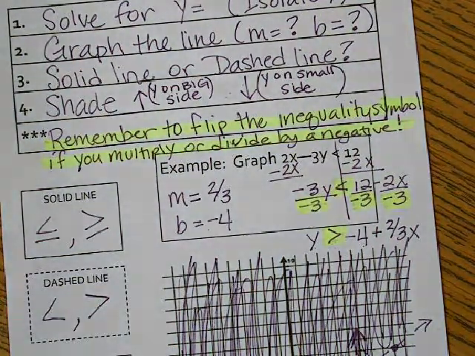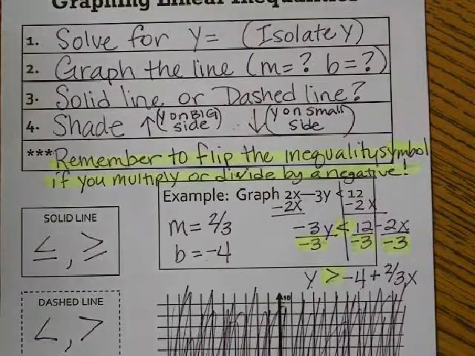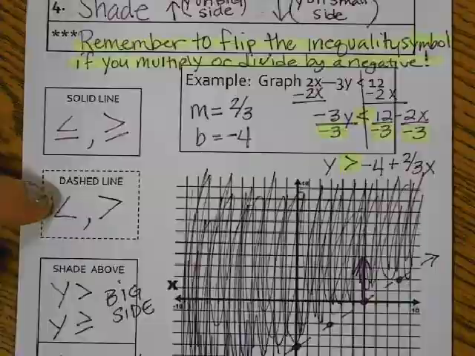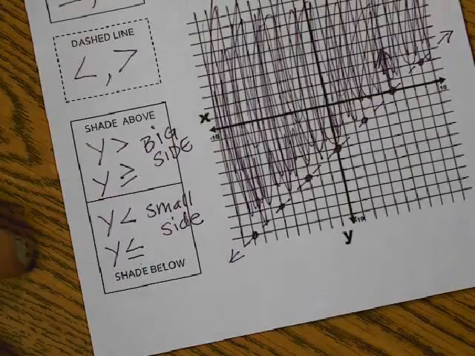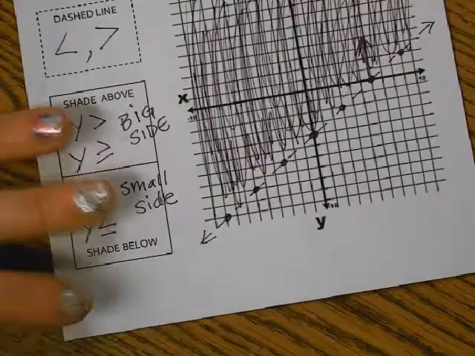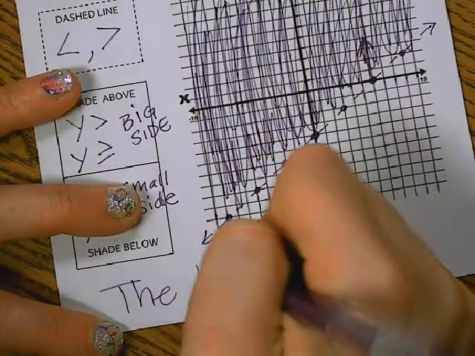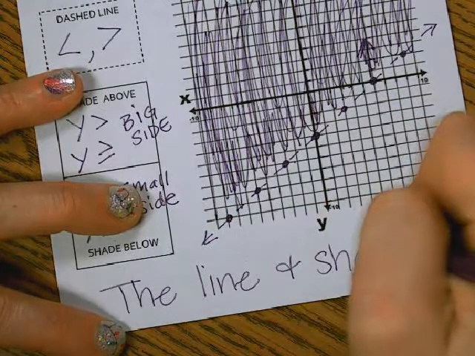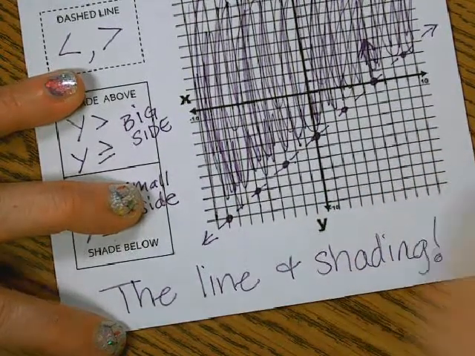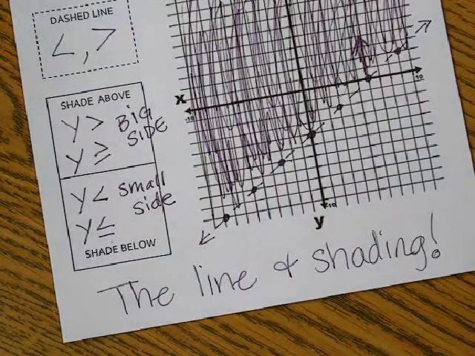Okay? So graphing inequalities, it's exactly the same as graphing lines, except you have to remember, is it a solid line or a dotted line? And do I shade above or below? It's the only thing. So we have to talk about the line and shading. Okay, don't forget about the line and the shading.